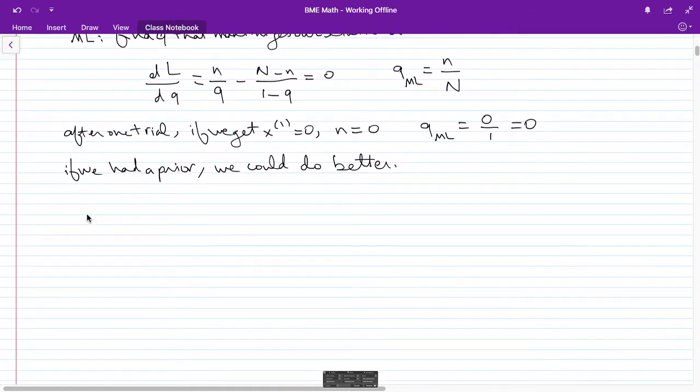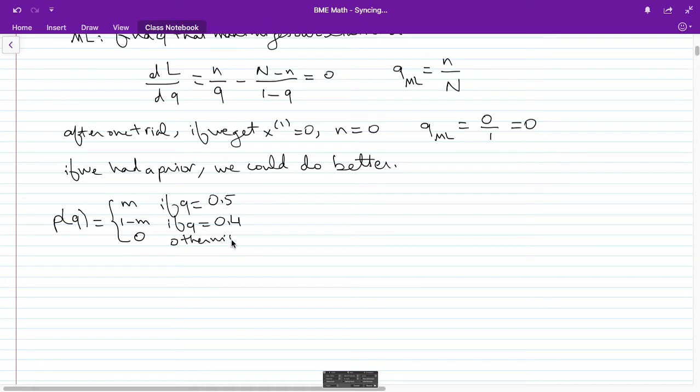So let's imagine a prior that looks like this. Let's begin with a discrete prior. P of Q, say it's going to take two values. So maybe it's equal to m if Q is 0.5. So I'm writing the distribution now of this probability, this parameter Q. Suppose that we believe that this coin is fair and we have some probability m associated with it. And then we have some belief that it's not quite fair. Maybe the Q is 0.4, so it's more likely for it to give a 0 than it is a 1, and that probability is 1 minus m. Then I have 0 for otherwise.